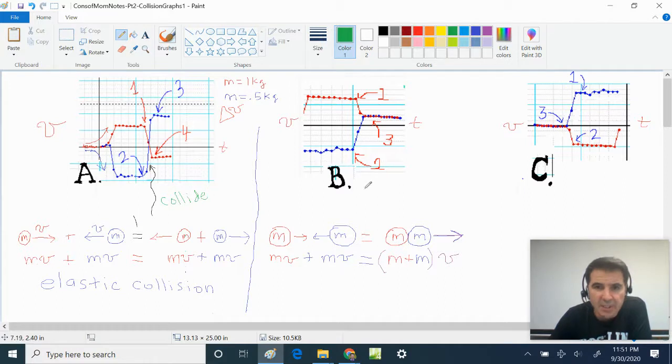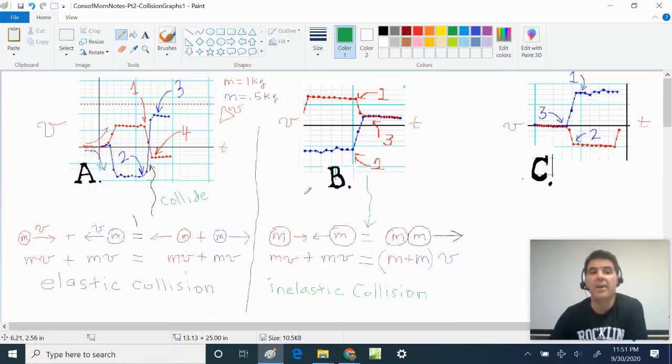And here is the collision again. The collision is right there. And the law of conservation says that this total will be equal to this total. This is called an inelastic collision. In this case, which one's the heavier one? It's the one that actually changes less. Which one's the lighter one? It's the one that changes more.